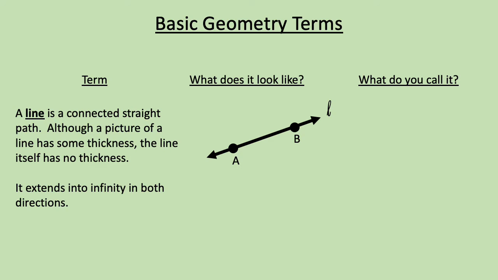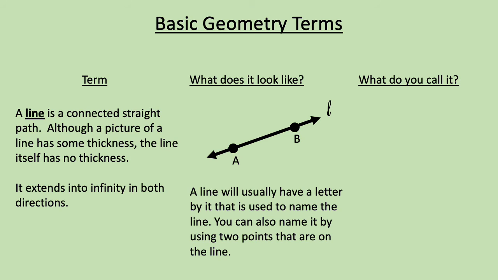A line is a connected straight path. Although a picture of a line has some thickness, the line itself has no thickness. It extends into infinity in both directions. A line will usually have a letter by it that is used to name the line. You can also name it by using 2 points that are on the line.